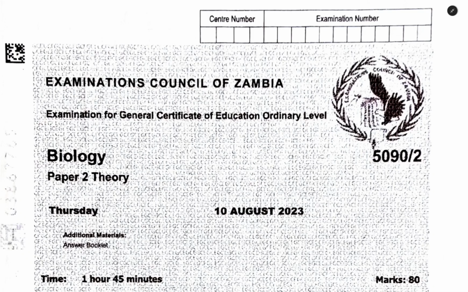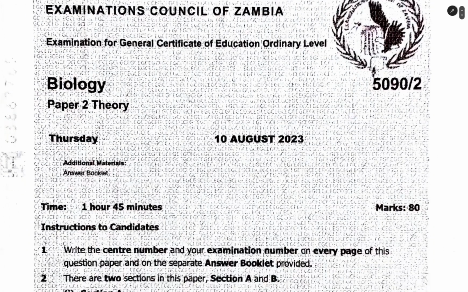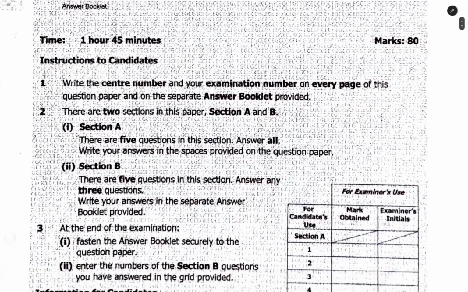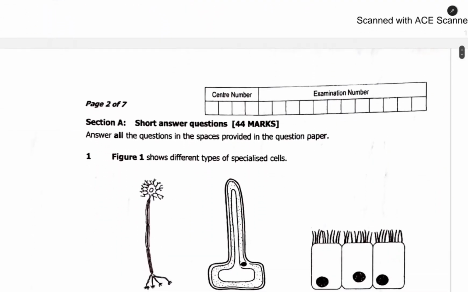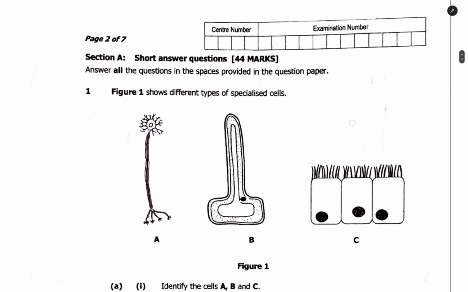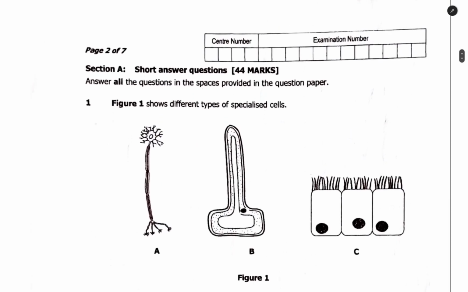I hope you've looked at or you've seen paper 1, that is 2023. So this is paper 2, 2023, biology, that is for GCE. Okay, so let us look at the questions that came. We are going to revise only section A. So here is the first question that we are going to look at.